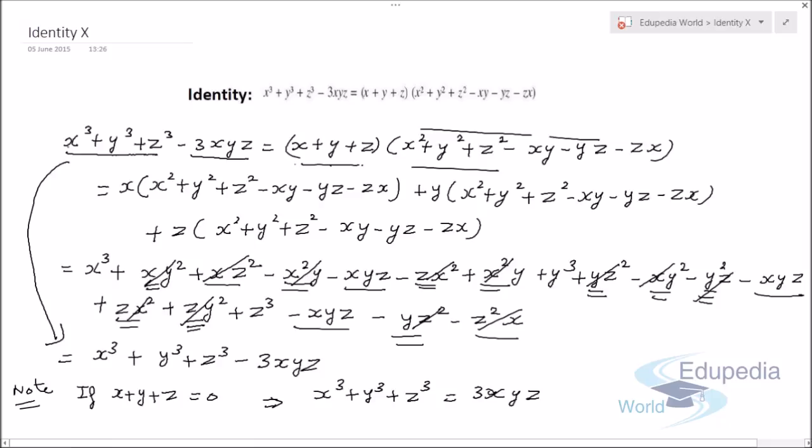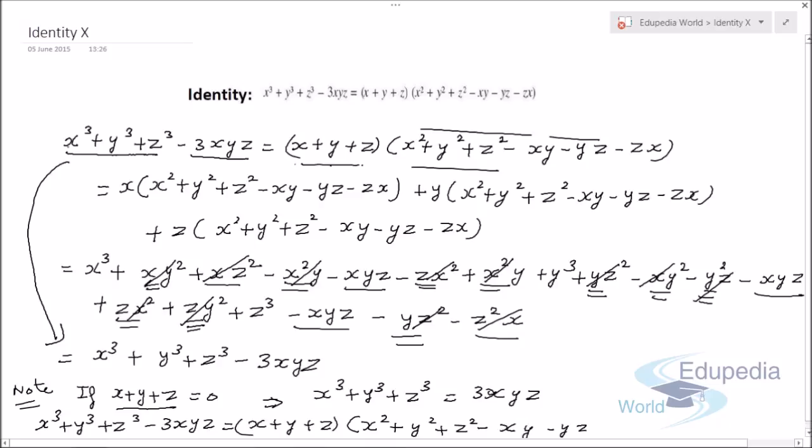When we put x plus y plus z equals 0, see, we have x cube plus y cube plus z cube minus 3xyz equals x plus y plus z into x square plus y square plus z square minus xy minus yz minus zx. Now when we put this term as 0, then 0 multiplied with any term will become 0. So this implies x cube plus y cube plus z cube minus 3xyz equals 0.